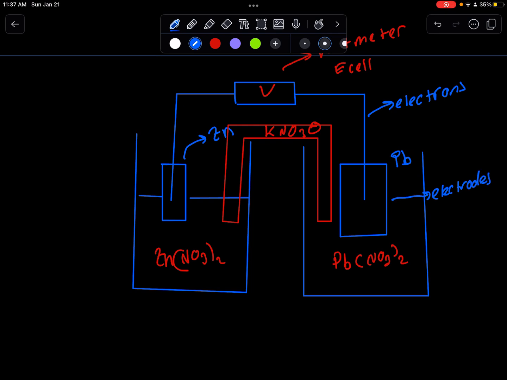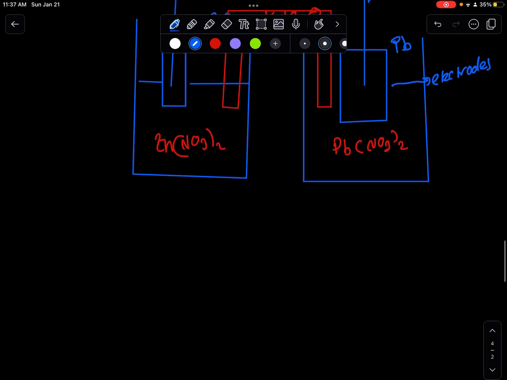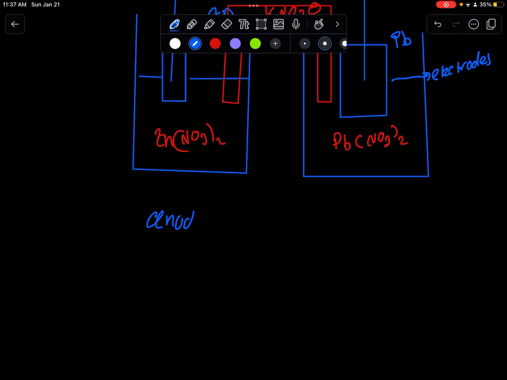Now, the electrodes can be classed in two ways. We can have anodes and cathodes. At the anodes, we see oxidation. At the cathodes, we see reduction. So, let's start to think about what's happening at the anode and what's happening at the cathode.